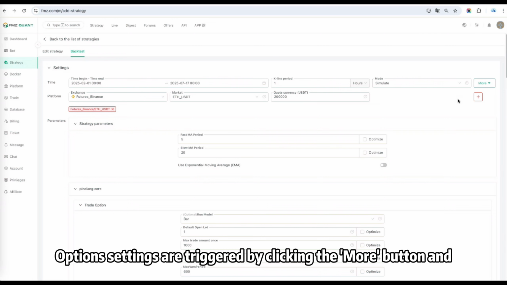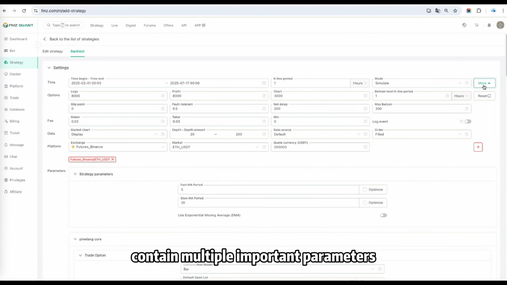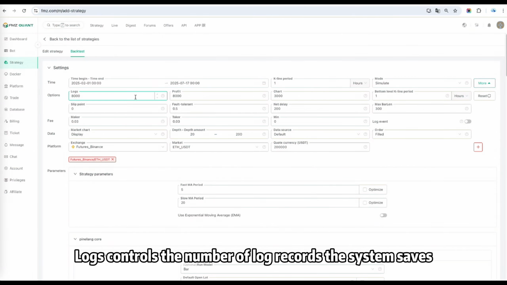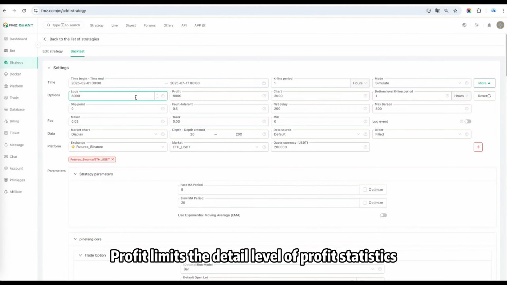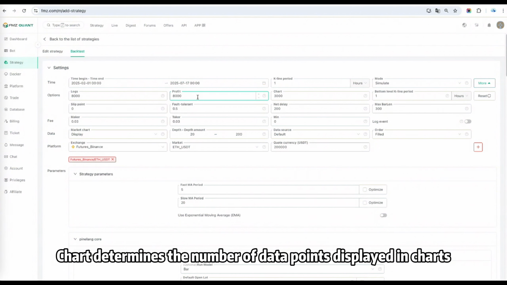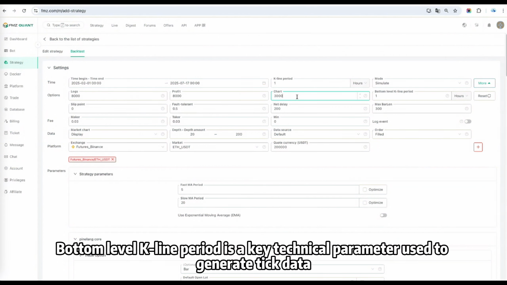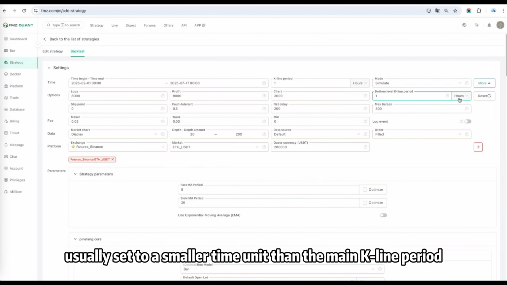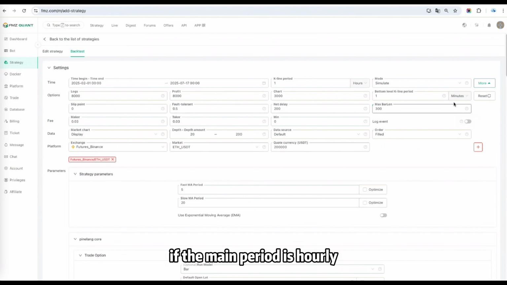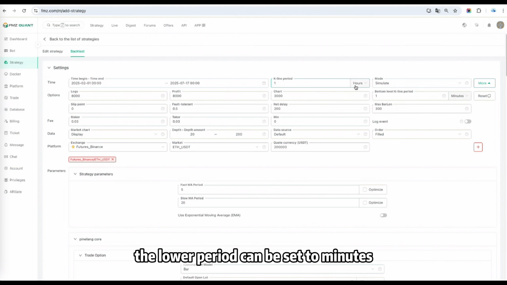Options settings are triggered by clicking the More button and contain multiple important parameters. Logs controls the number of log records the system saves. Profit limits the detail level of profit statistics. Chart determines the number of data points displayed in charts. Bottom level K-line period is a key technical parameter used to generate tick data, usually set to a smaller time unit than the main K-line period. For example, if the main period is hourly, the lower period can be set to minutes.